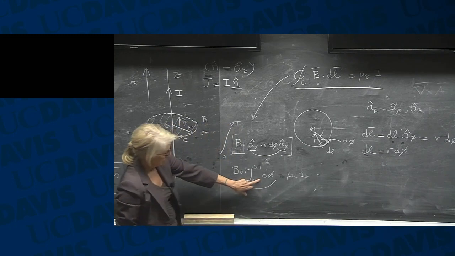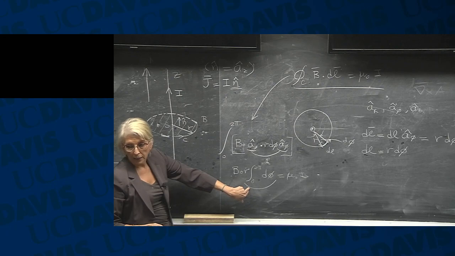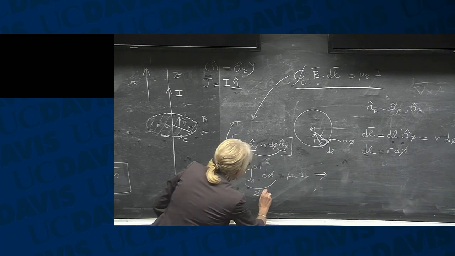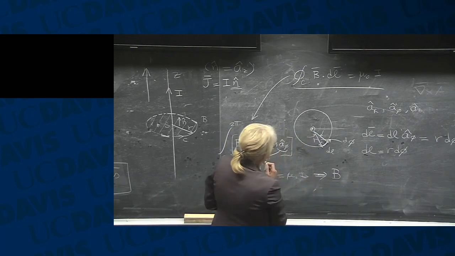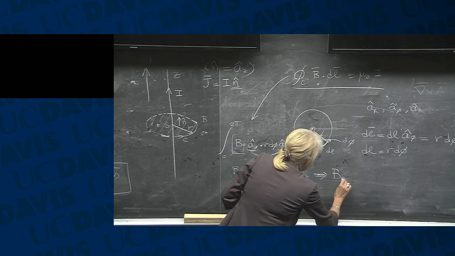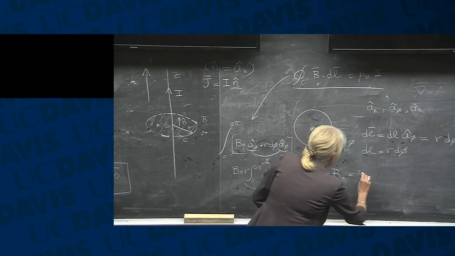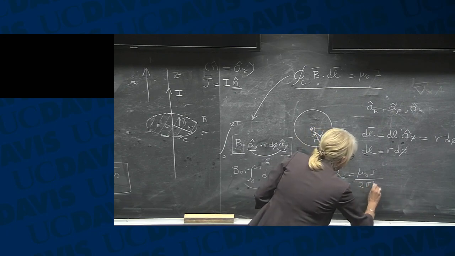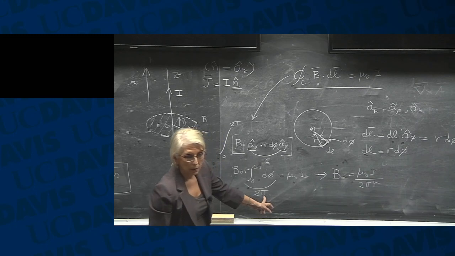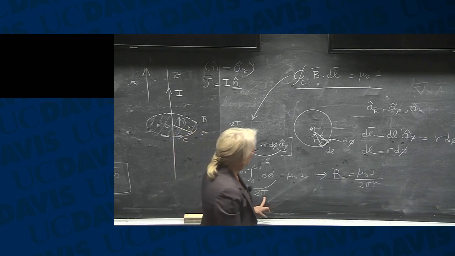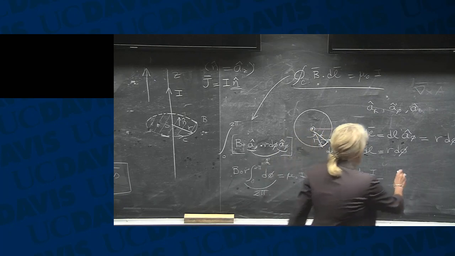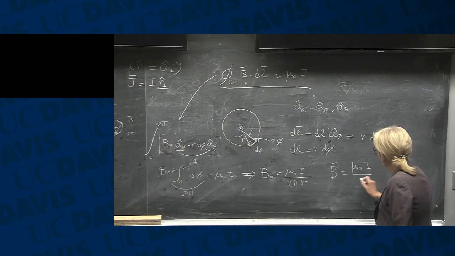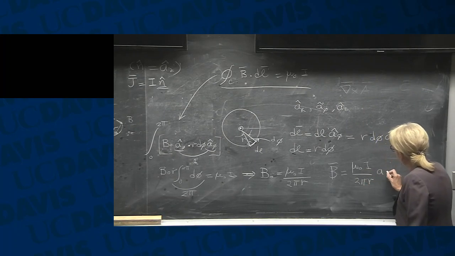This integral from 0 to 2 pi d phi gives 2 pi. Okay? So practically, we have here 2 pi. And therefore, B naught is mu naught I over 2 pi r. Which then means I found my B. B is mu naught I over 2 pi r A sub phi.